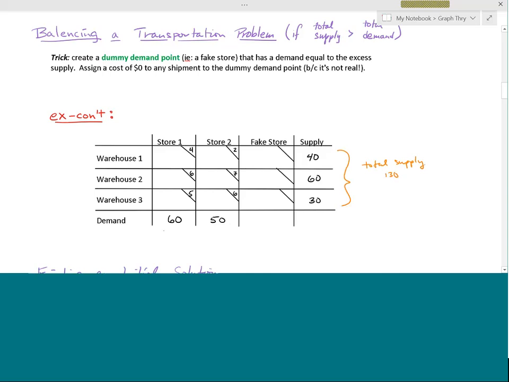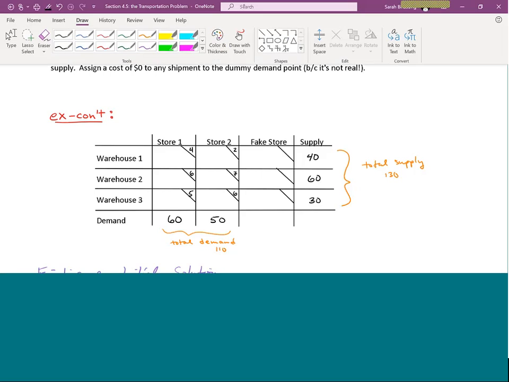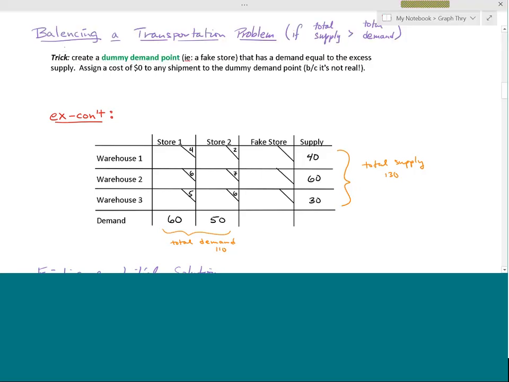Did anybody happen to get what the total demand was? Should be 110? Yep. So what's the difference between total supply and total demand? Yep. So that means the amount that you put here in the fake store is that difference of 20. Now, extra thing, since it's a fake store, since it's not really there, it's just a way to make our algorithm work in the future. The cost of shipping from warehouse 1 to the fake store is nothing because it literally just stays in the warehouse. The cost is 0.